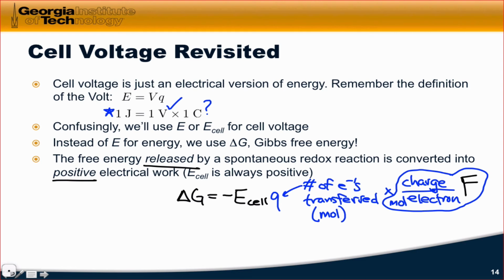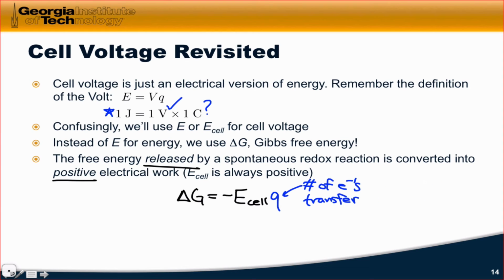If we represent the number of electrons transferred as N, we get that delta G is equal to negative Ecell times N times Faraday's constant. Actually, you'll see this written most commonly as delta G is equal to negative N F Ecell. This is true for any electrochemical cell, under standard conditions or not.